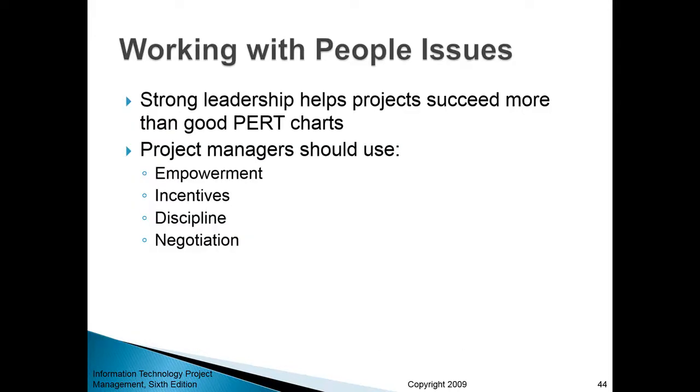Now, the most important thing when it comes to adhering to schedules is working with people issues. Strong leadership helps projects succeed more. Meaning, by success, we mean delivering the project on time and within budget, right? Some good practices for managing people to make sure that they deliver everything on time is empowerment. Let people decide what is the best way to do things, what is the most efficient and effective way to do things. Give them incentives for working hard for delivering things on time. It can be as simple as bonuses or time off or promotions. Maintain discipline. Make sure people understand that adhering to schedules is important.